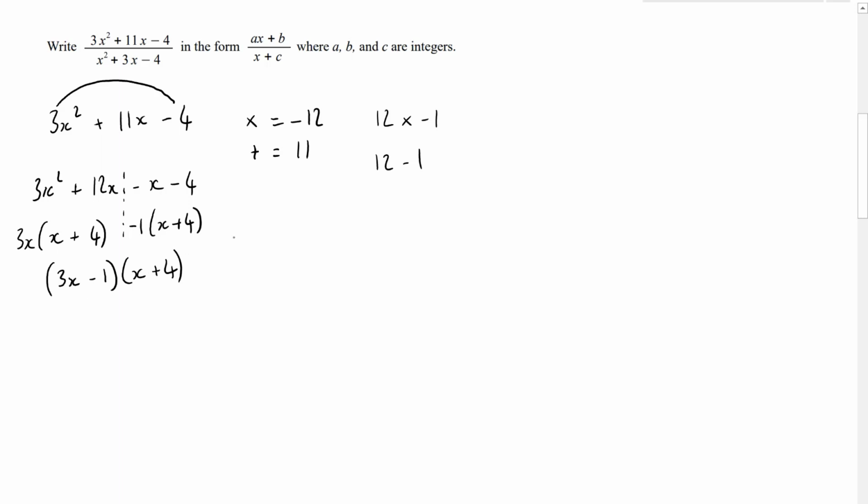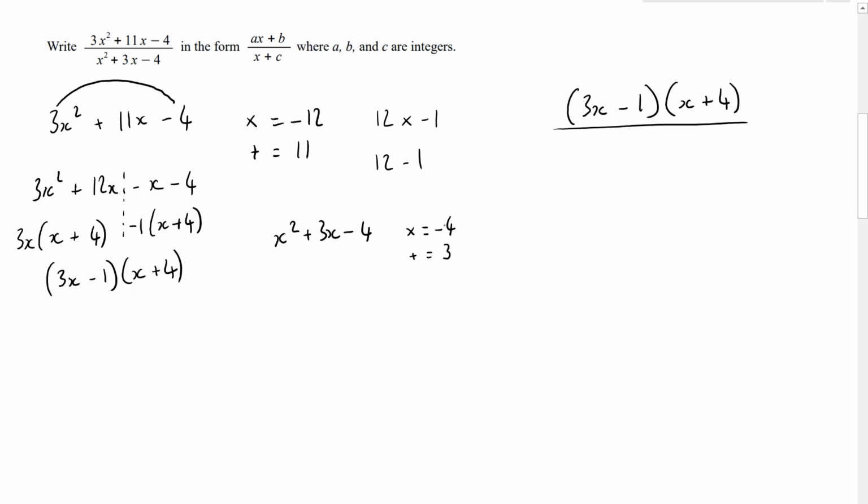So this is our numerator now, so let's write it over here: 3x minus 1 over x plus 4. Now that's the top of our fraction. The bottom of our fraction is x squared plus 3x minus 4. In order to factorize this, we're looking for two numbers that multiply to give minus 4 and add to give 3. This is going to be quite similar.